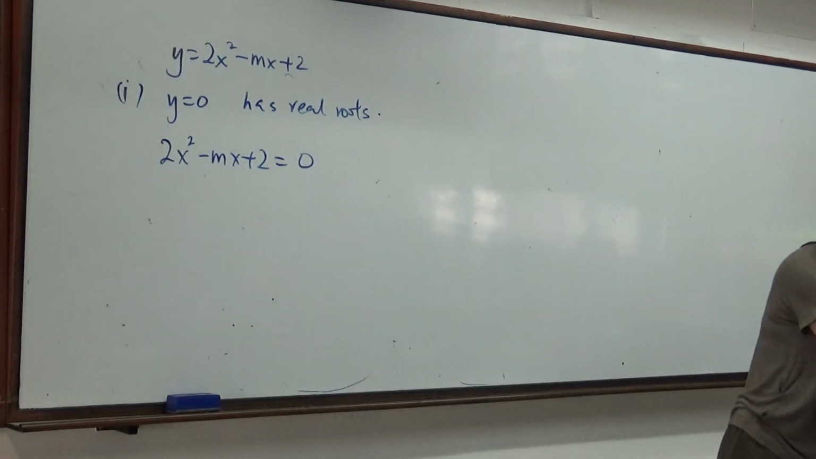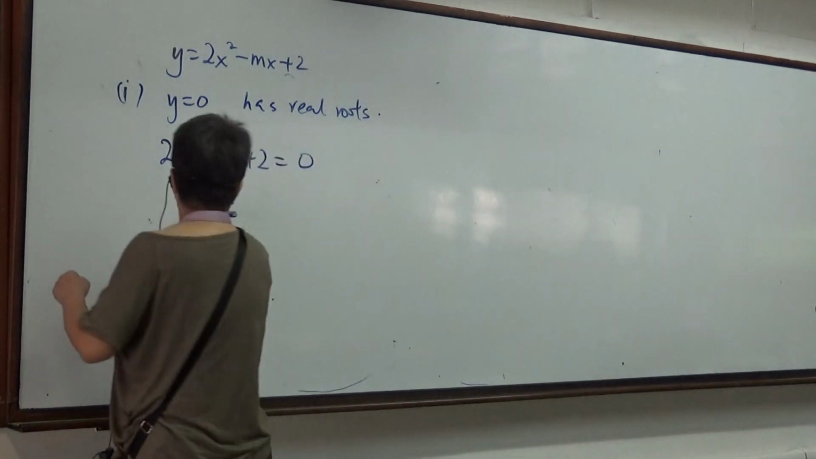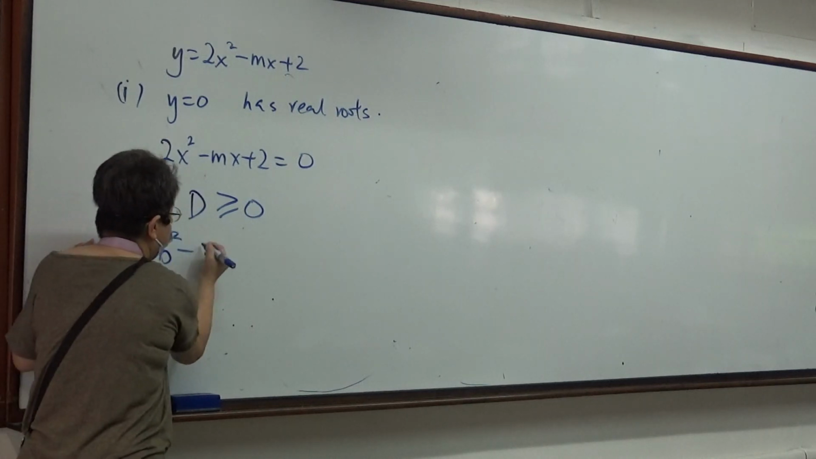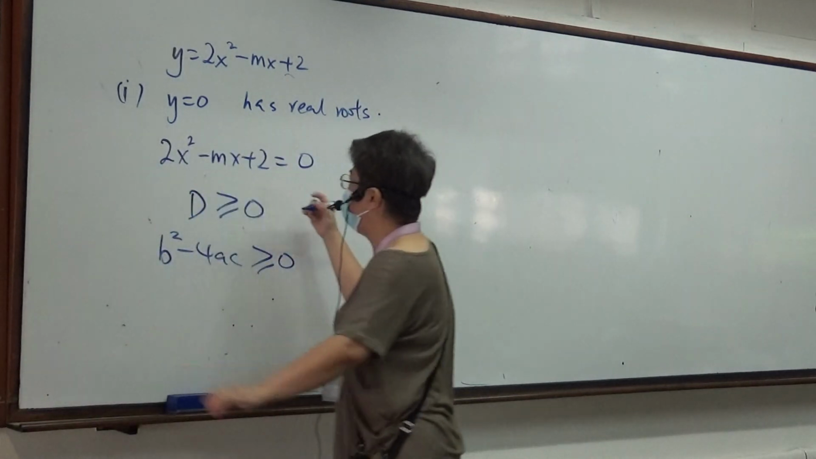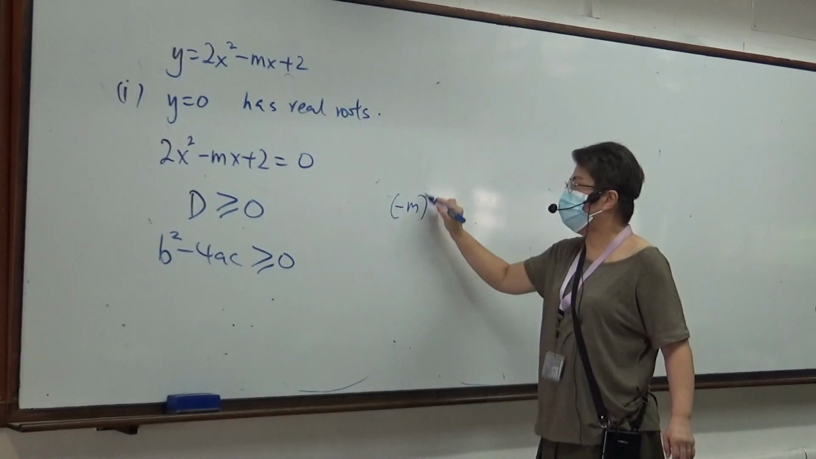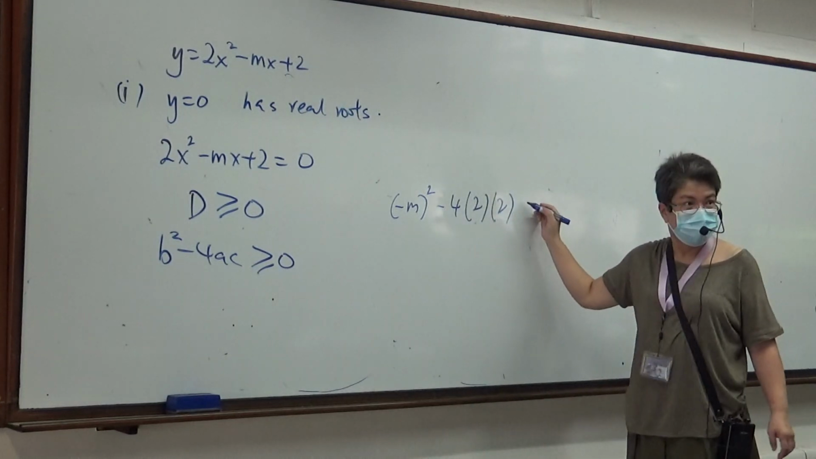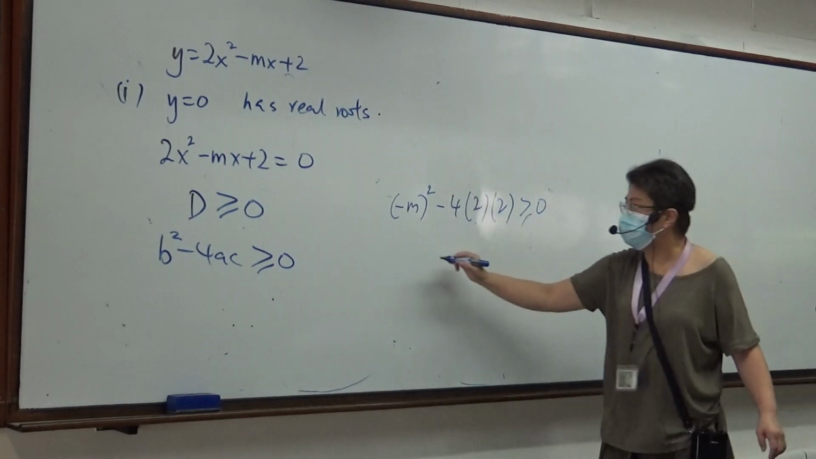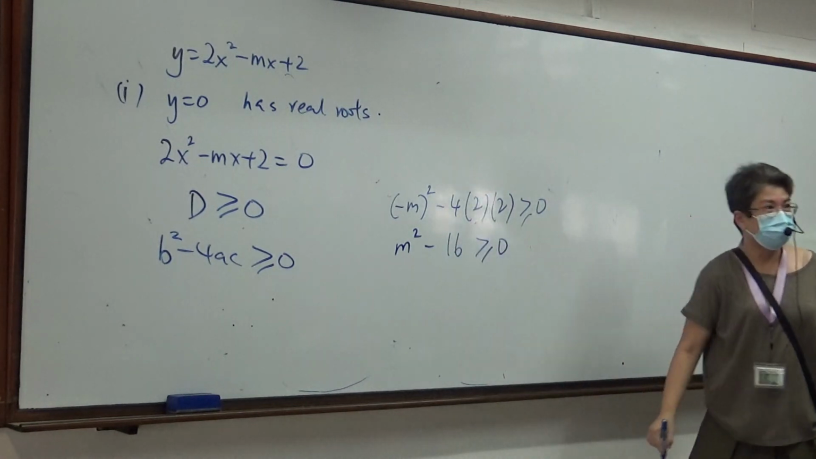Did they say 1 or 2 real roots? No, that means the discriminant is what? More than or equal to 0. So the discriminant is more than or equal to 0, right? What is my b squared minus 4ac? My b squared is minus m squared, right? Minus 4 times 2 times 2, must be bigger than or equal to 0. So this is m squared minus 16, bigger than or equal to 0.